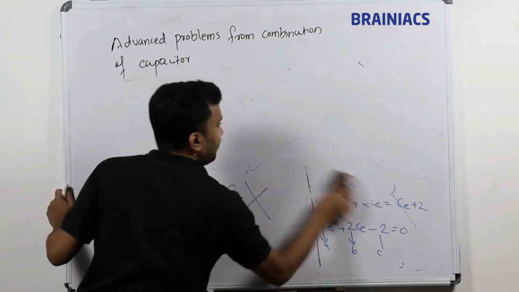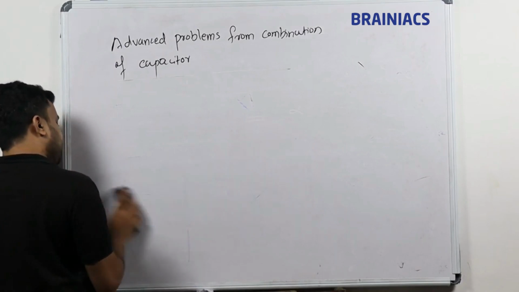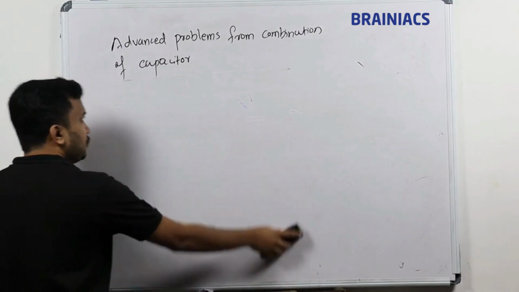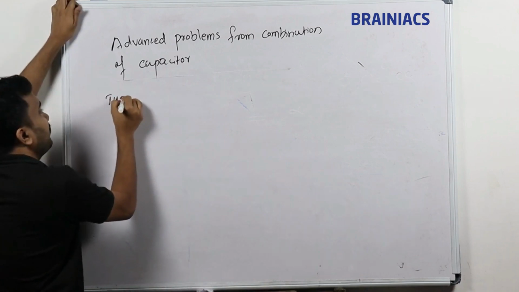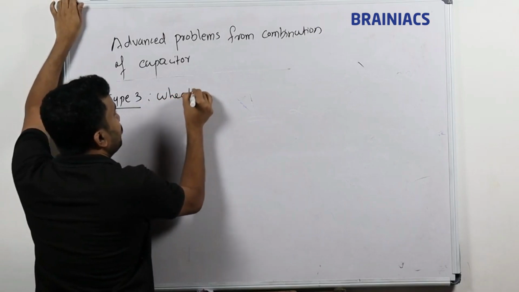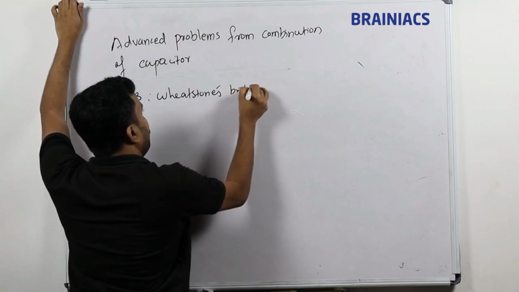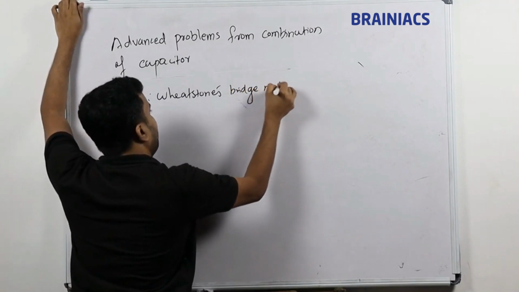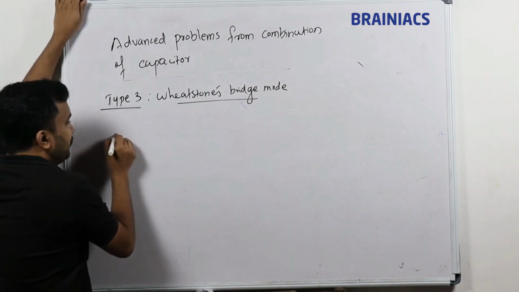Third model is type 3. Type 3 is called Wheatstone's bridge model. Okay, you know the Wheatstone's bridge model, right? I will first explain the Wheatstone's bridge model.